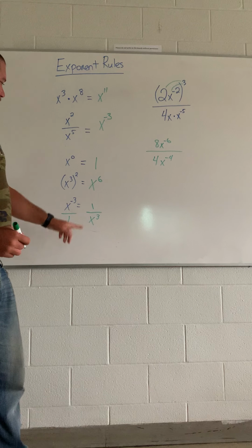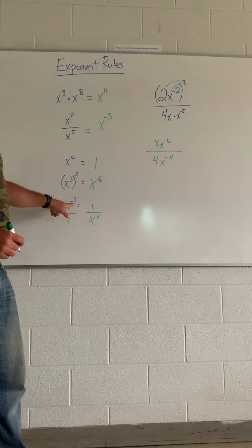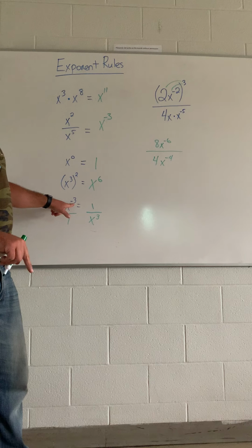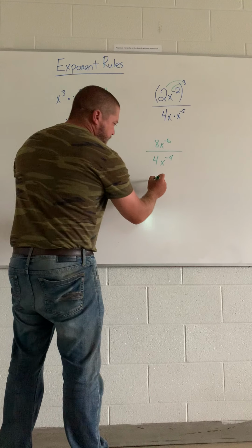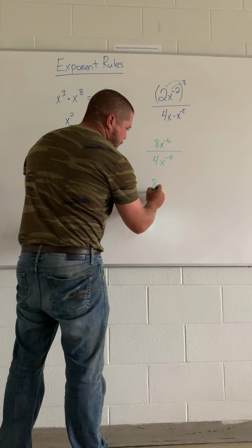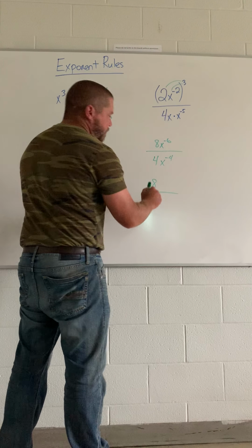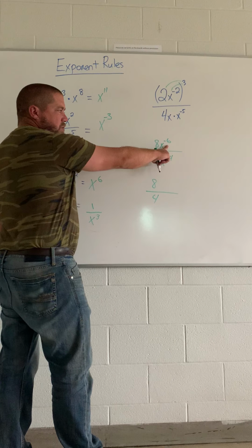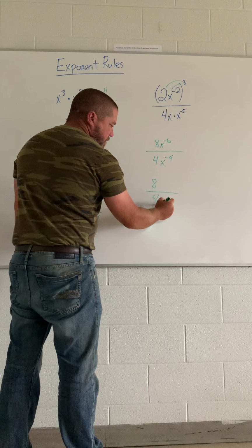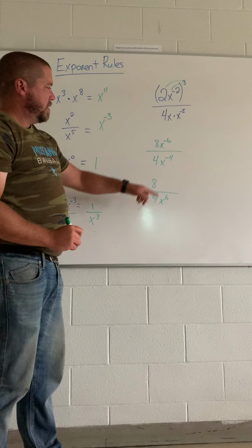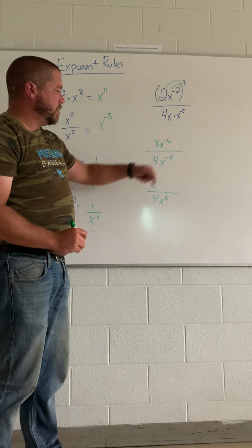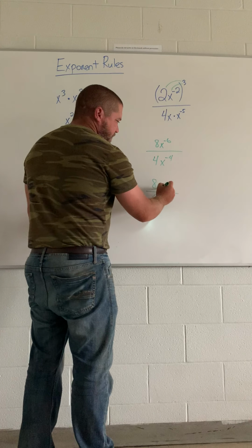Okay, in this case, we need to go back to our negatives. Negatives are going to change sides of the fraction bar and become positive. So I'm going to leave my 8 in the numerator and my 4 in the denominator for now. X to the negative 6 goes to the denominator and becomes positive. X to the negative 4 will go to the numerator and become positive.